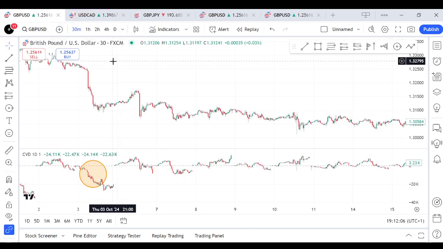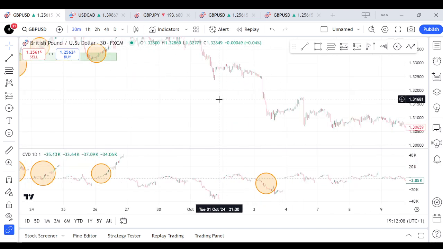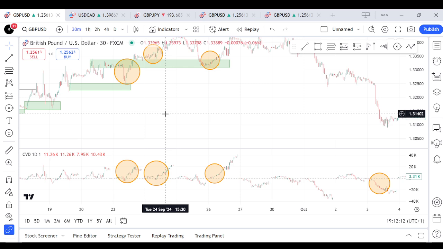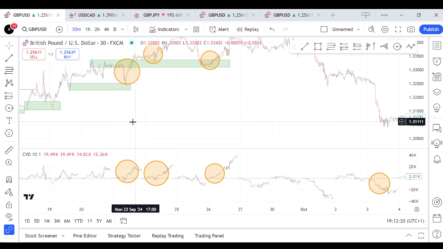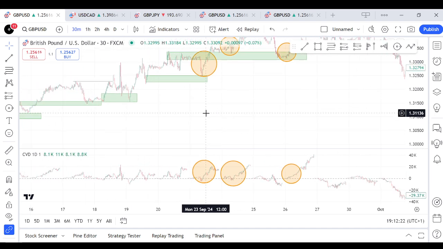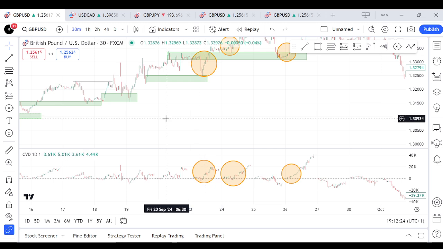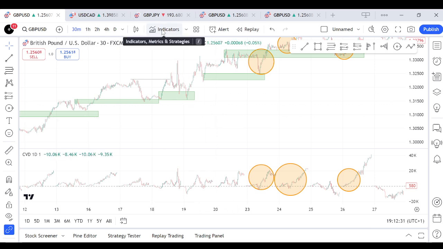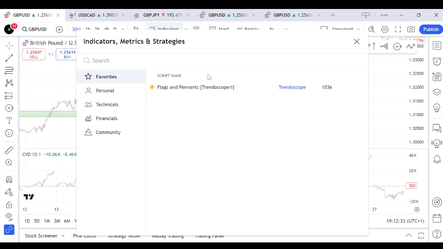Also, you could consider using CVD in conjunction with other technical indicators like your moving average, your RSI, or your MACD. For example, combining the CVD with moving averages can help you identify trends more clearly. If both indicators align, such as a bullish crossover of moving averages and a rise in CVD, you have a strong case for entering a bullish trade.